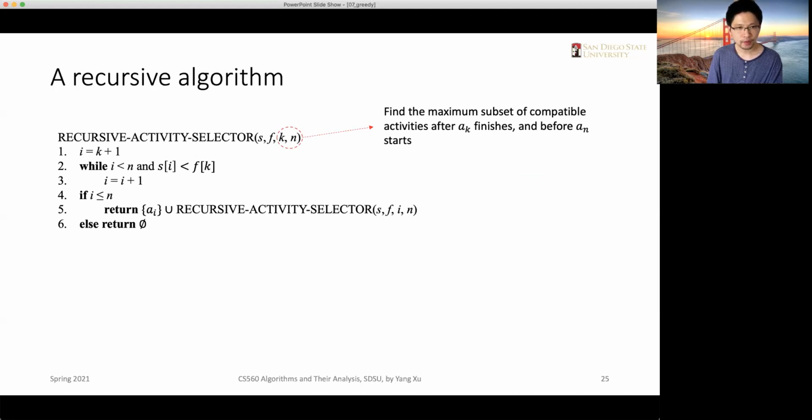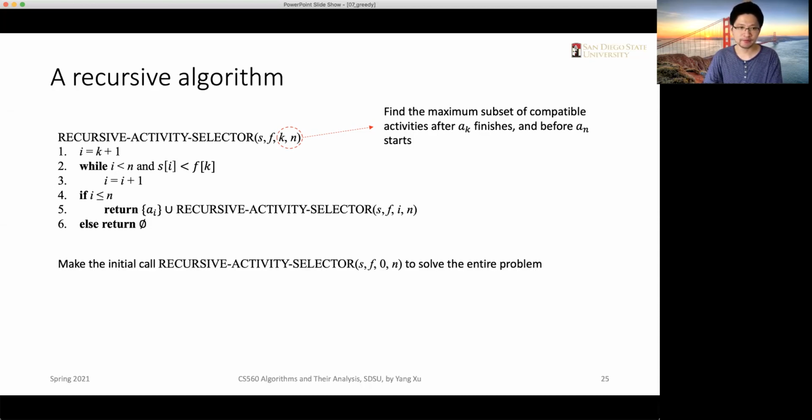And first of all, it takes some additional inputs, okay? Because it's a recursive algorithm, we need to use this additional parameter to indicate whether it's an original problem or a subproblem, okay? So this K and N means that we want to find the maximum subset of compatible activities, which is the range of the subproblem, which is after AK finishes and before AN starts, right? That is how we define the range of the subproblem. Okay? And then we will let I be K plus 1 because that will be the first one to start, right? And we'll use a while loop to iterate I.